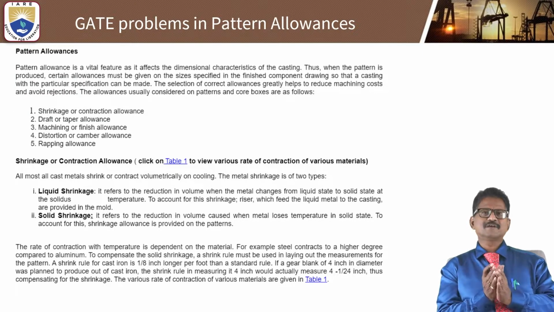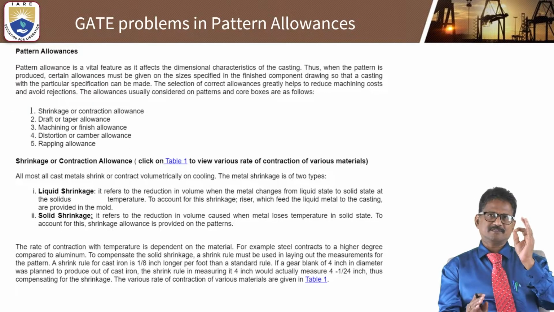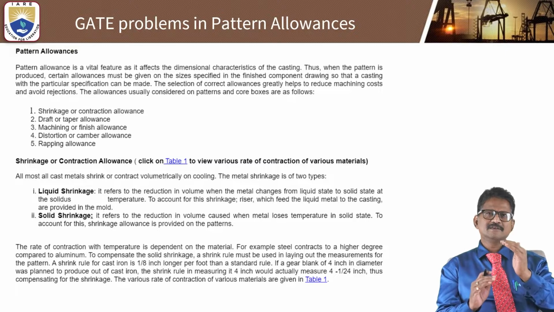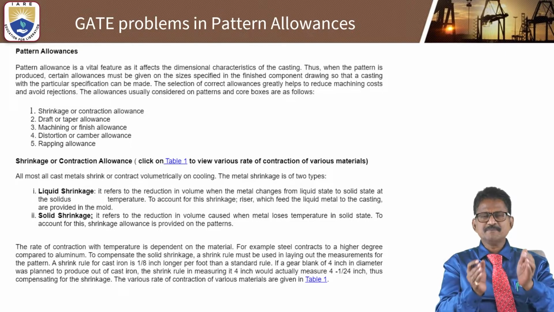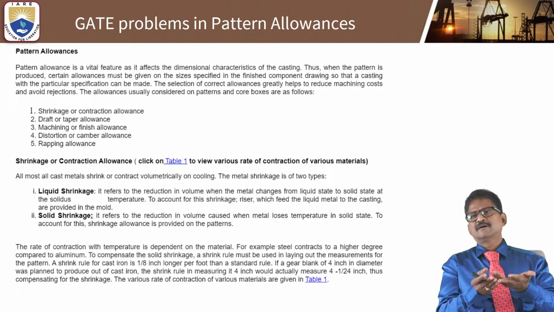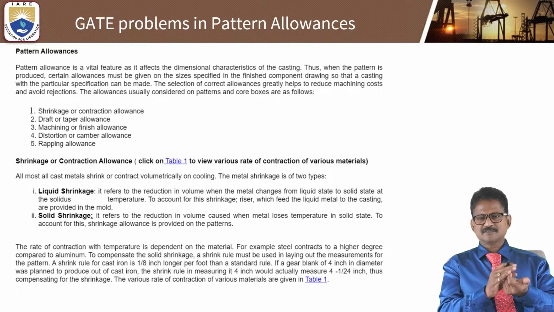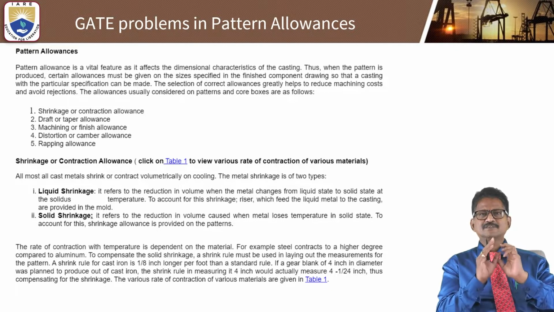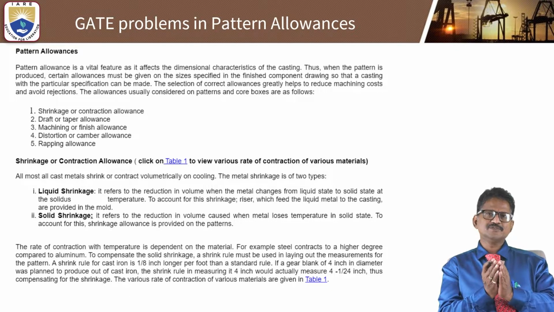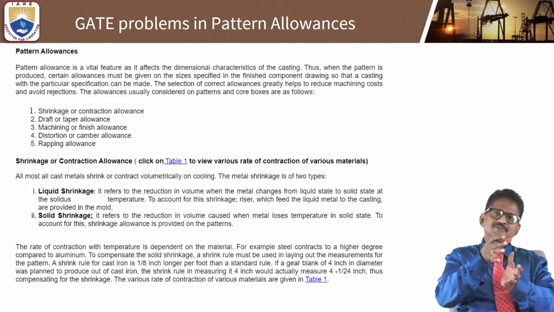In a metal casting process, all metals will shrink except bismuth. So the pattern may shrink. The pattern may be a wooden pattern, a metal pattern, or a ceramic pattern. Different types of pattern material are used while pouring the molten metal. What will happen? It will shrink.